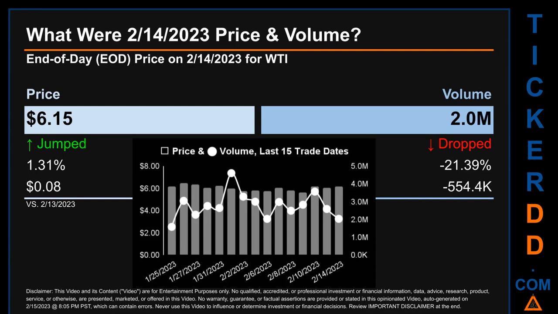Across a range of 85 cents, the max and minimum end of day price were respectively 6.5 and 5.65. Volume saw a range of 3 million, from a day low of 1.6 million to a day high of 4.6 million.